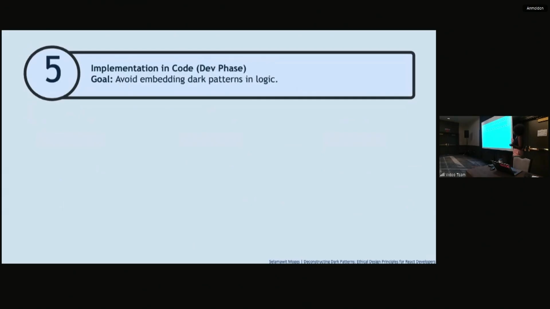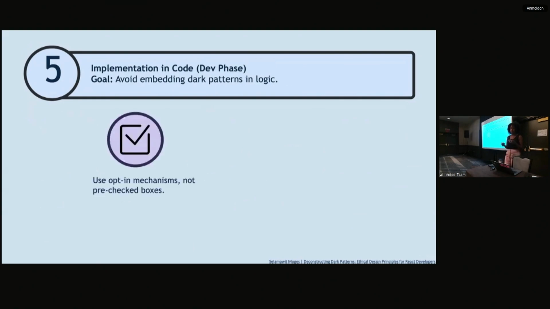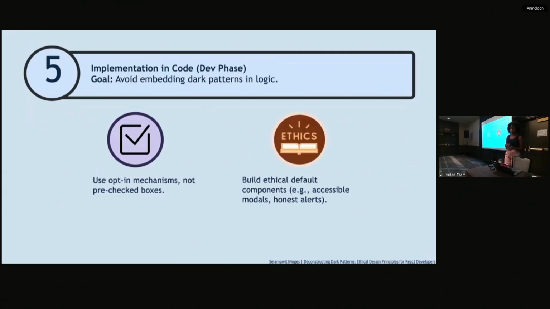Next is the implementation phase. So here we want to avoid embedding dark patterns into the logic. And how we can do that is using opt-in mechanisms, not just pre-checked boxes, and building ethical default components to make it easier for the next dev as well.